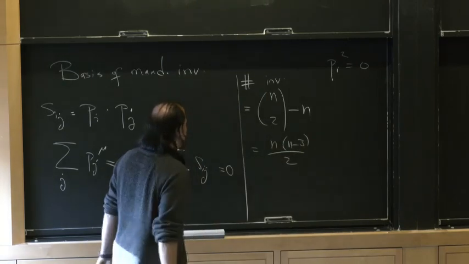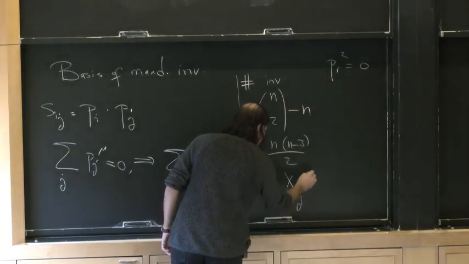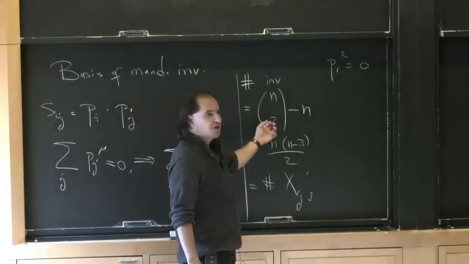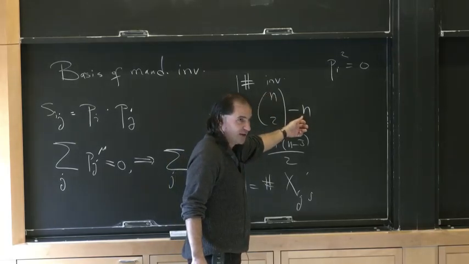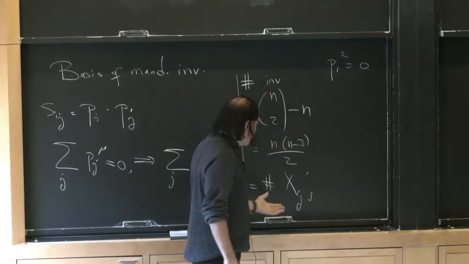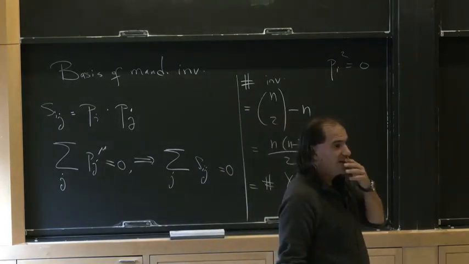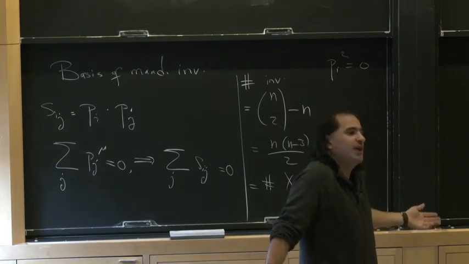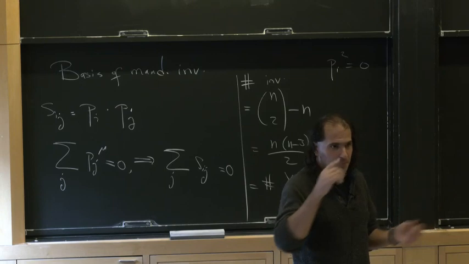But of course, not coincidentally, this is exactly equal to the number of the xijs, right? Because that's exactly the number of chords of a polygon. All the n choose 2, except we're not counting the ones on the outside. So the xijs are both the poles that show up in the amplitude, in this ordering, as well as a basis for all the Mandelstam invariants anyway. So that's why they're great variables.